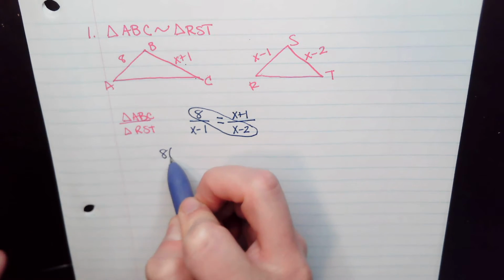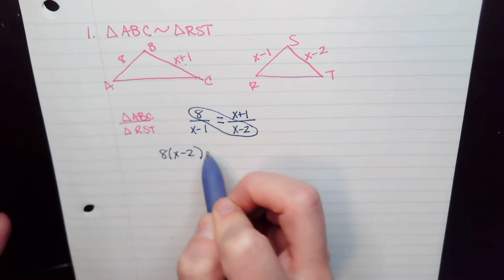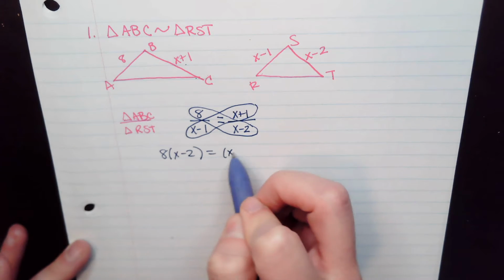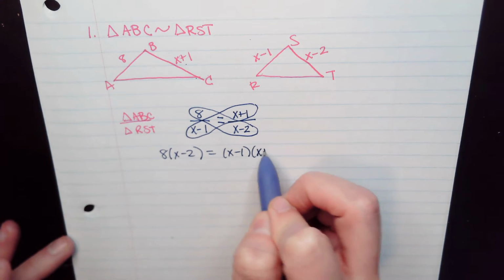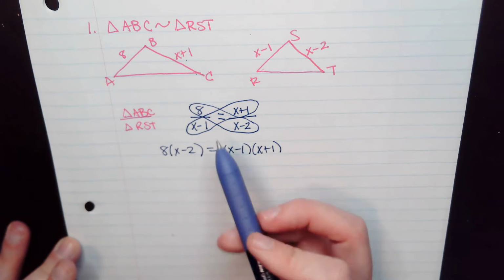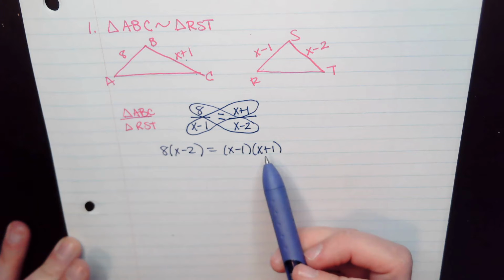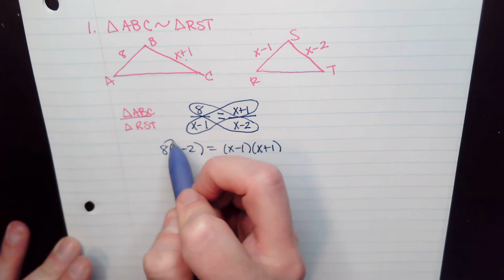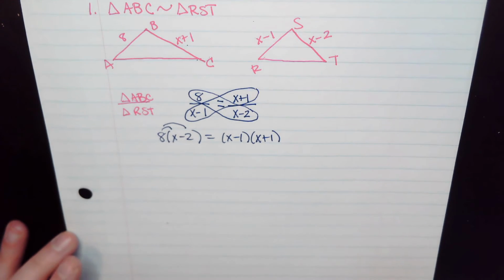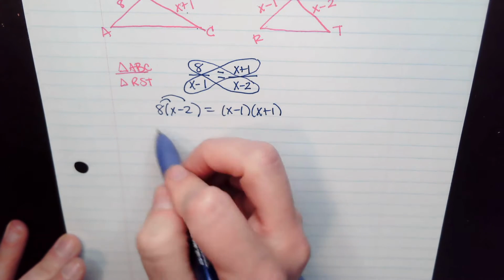So I have 8 times the quantity x minus 2 equals, and since these are both binomials, make sure you put both of them in parentheses. And now it's still a little tricky of a problem because we have two binomials being multiplied together. So we're going to need to FOIL those, and we need to distribute this over here. So pause the video and see if you can try to solve for x on your own.